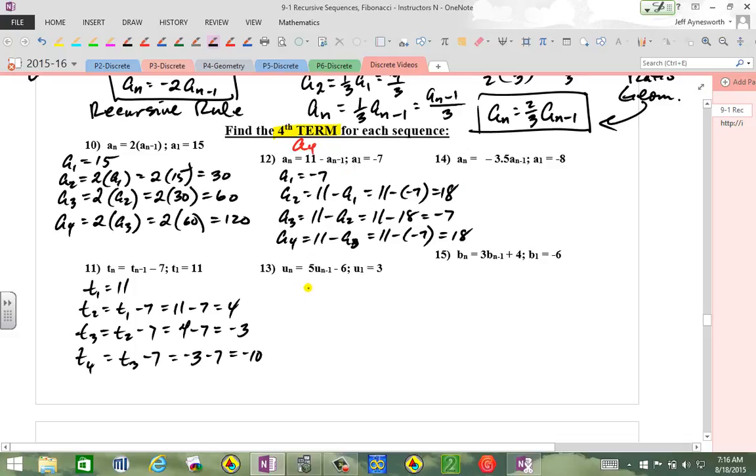Number 13, we have u sub 1 is equal to 3. Then u sub 2 would be equal to 5 times the one before it, which is u sub 1. And that's equal to 5 times 3, which is obviously 15. U sub 3 is equal to 5 times u sub 2, which is 5 times 15, or 75.